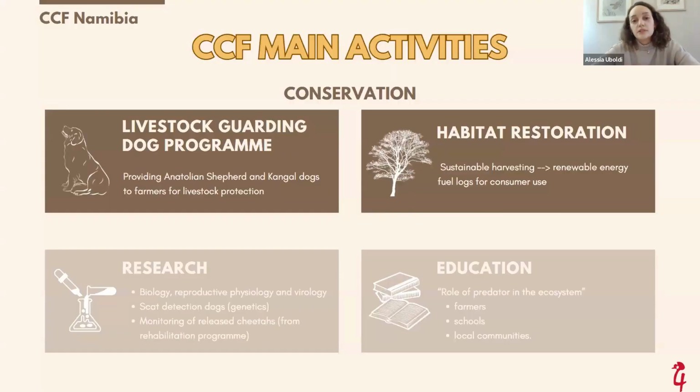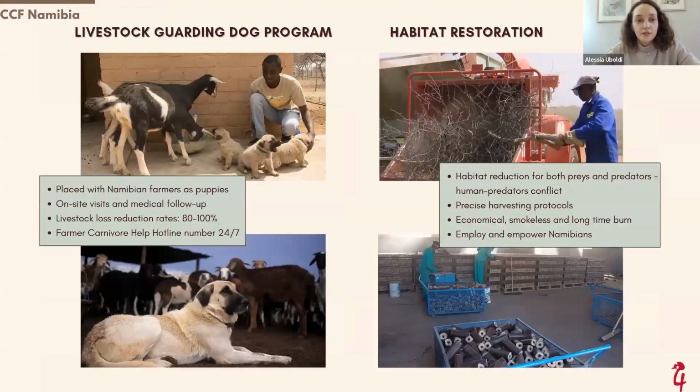So the 3 guiding principles of CCF are conservation, research, and education. They run many different programs, but I chose to speak about just some of them. First of all, the livestock guarding dog program. They are pioneering in this kind of conservation program. It is mainly to reduce human-wildlife conflict.